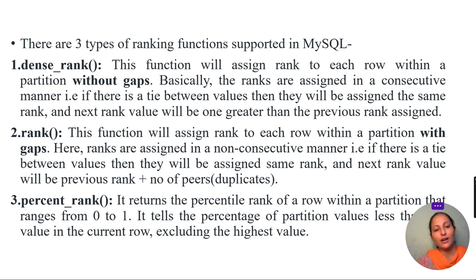Okay. And the last one is percent rank. It returns the percentile rank of a row within a partition that ranges from 0 to 1. Percentile rank where the maximum is 1 and the minimum is 0. It tells the percentage of partition values less than the value in the current row, excluding the highest value. So if there is a range in some partition, it will show the value in terms of percentage between 0 to 100%. Okay.